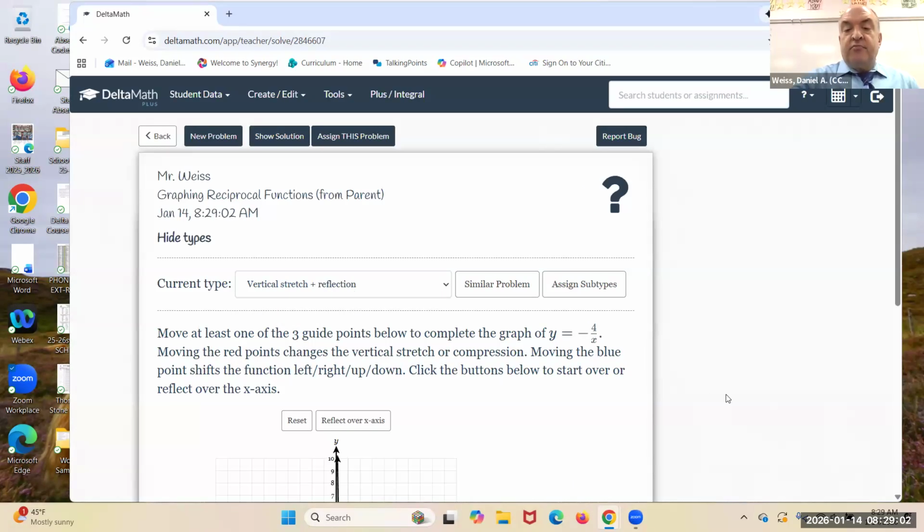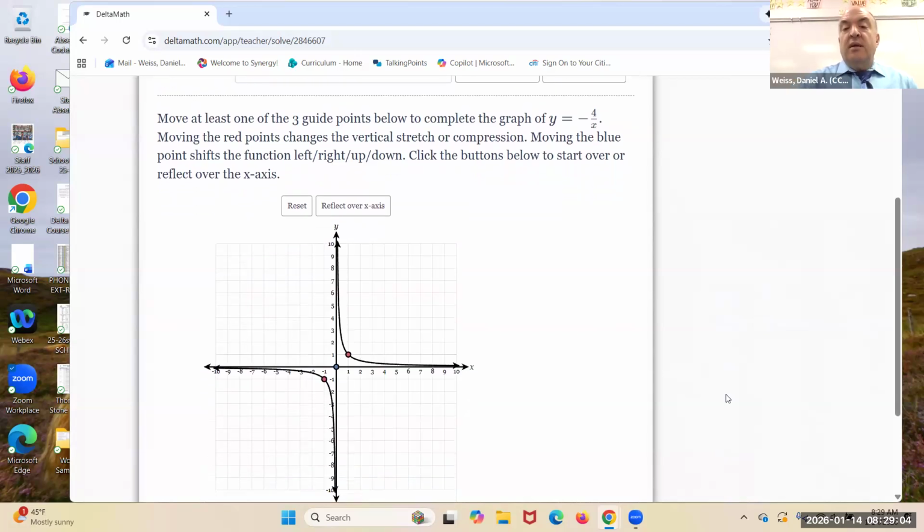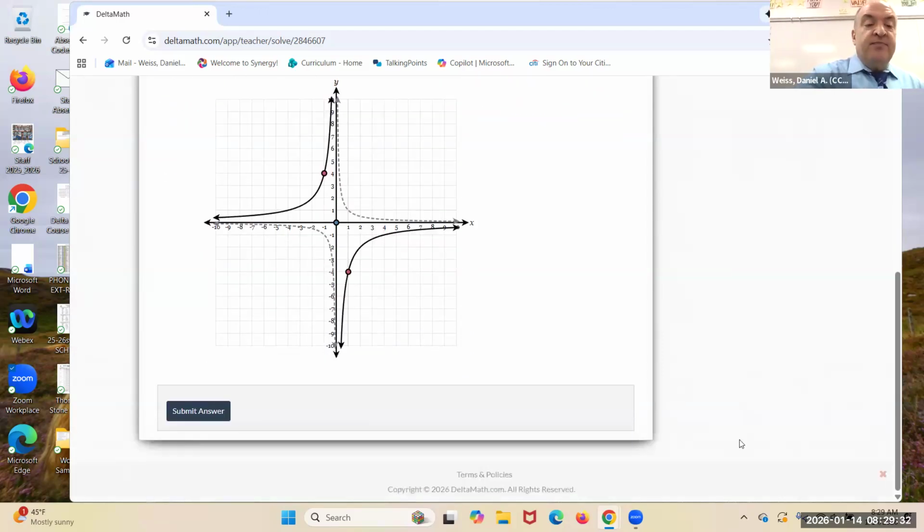And here, okay, again, 0 makes the problem undefined. I don't have to move this blue dot. Right. Now I'm going to put in +1. If I put in +1, -4 divided by +1 is -4. So I got to go down to -4. And see how this one will go to +4. Because -4 divided by -1 is +4. Okay, easy.